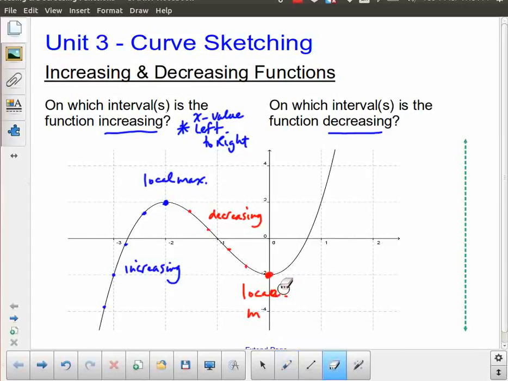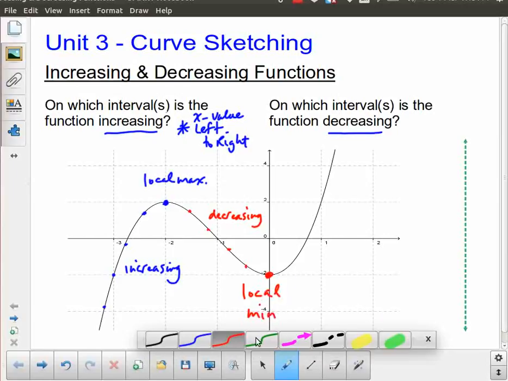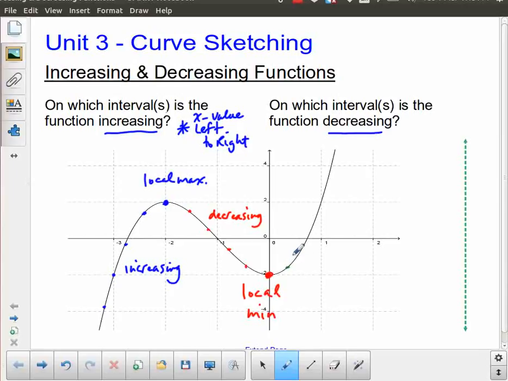Let's try to spell that in a civilized way. Local minimum. And then from this point forward, we are once again increasing, because notice that as I did this, I went from left to right the whole time.